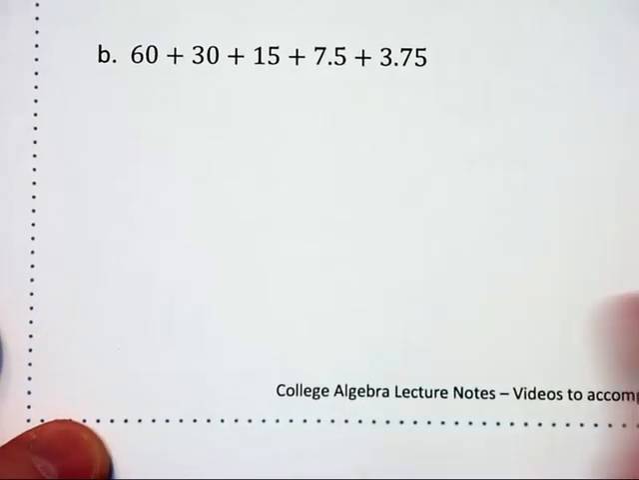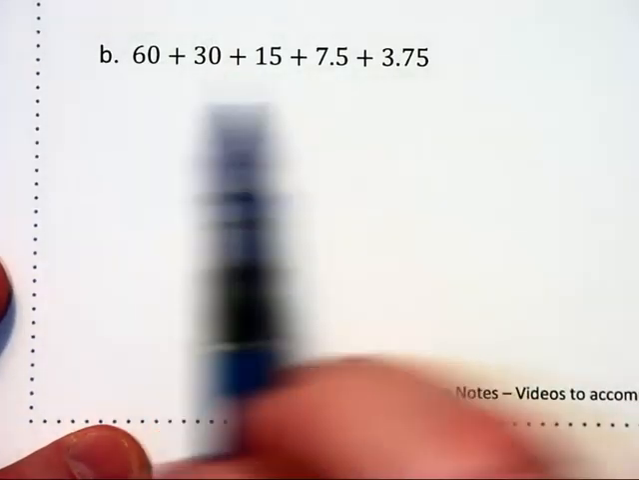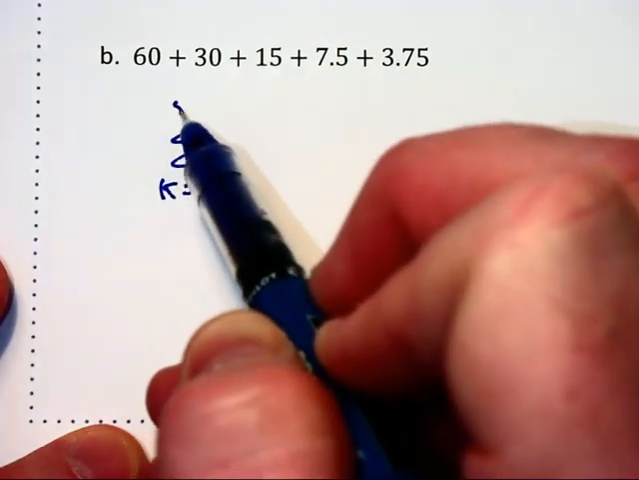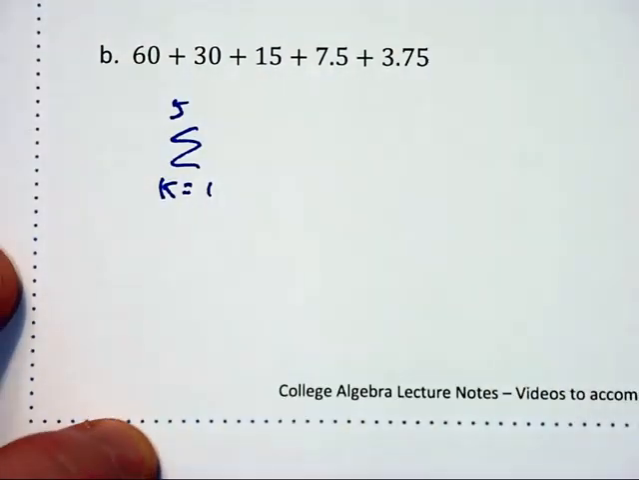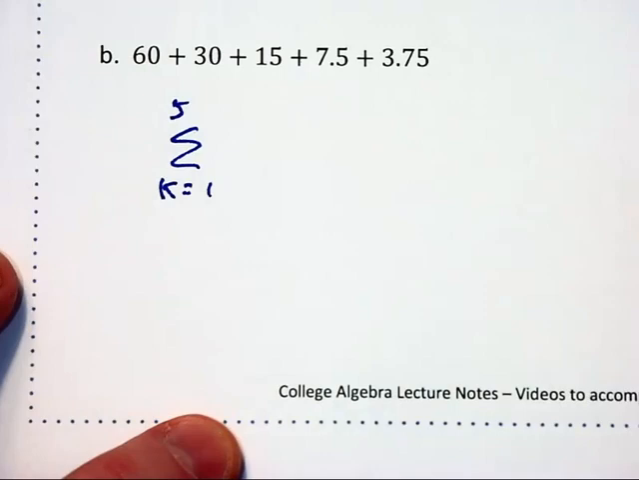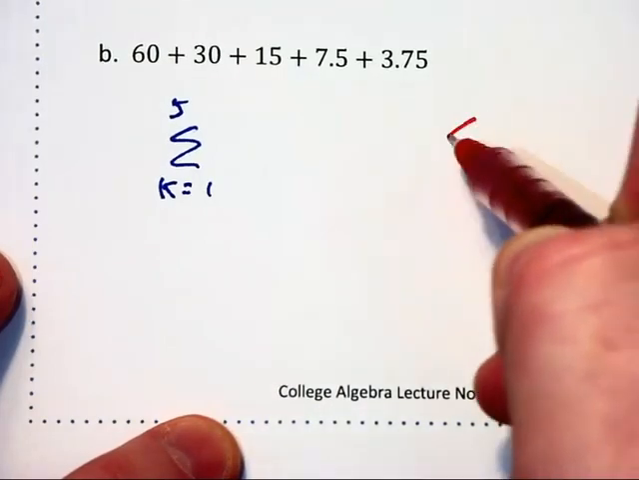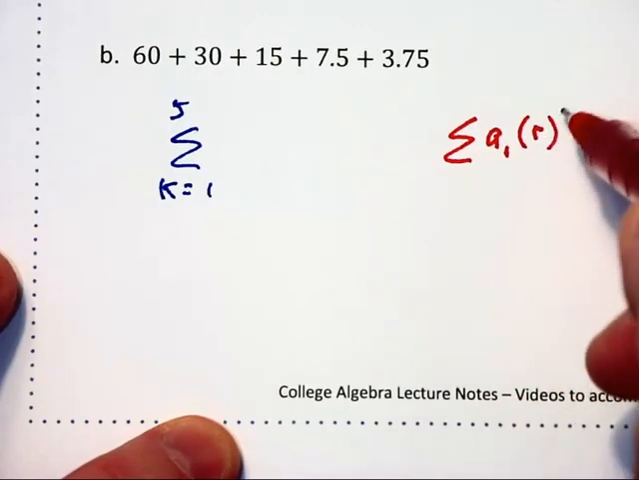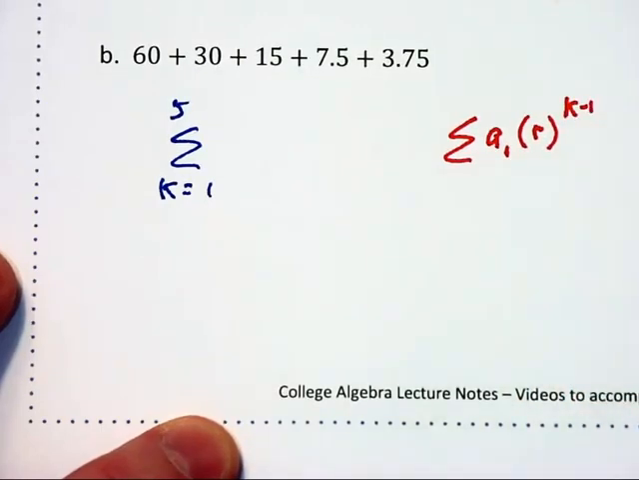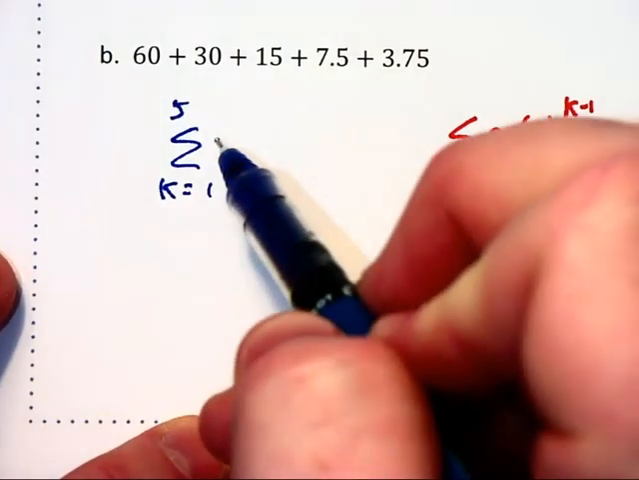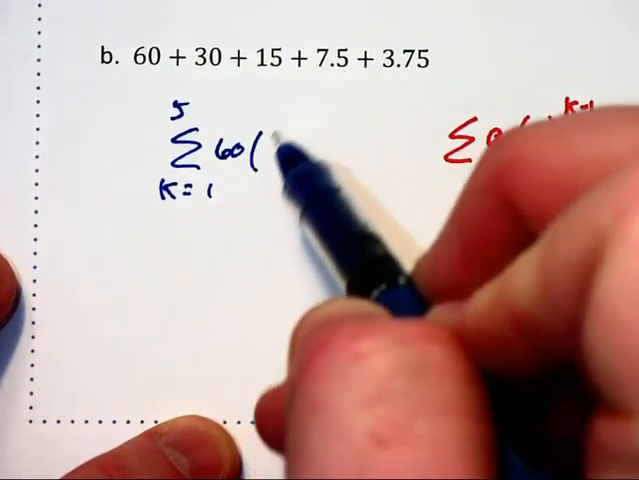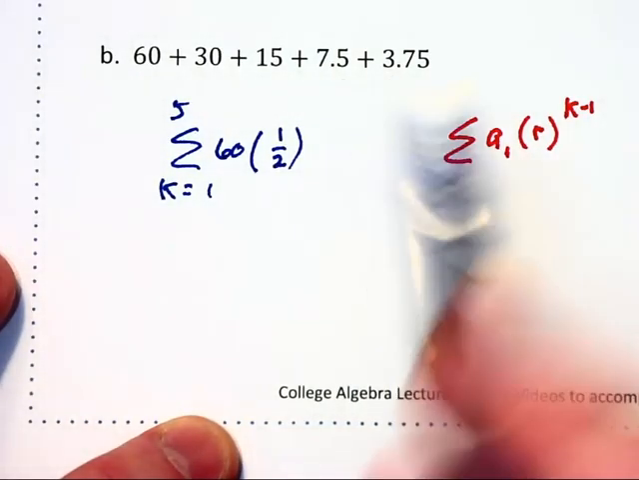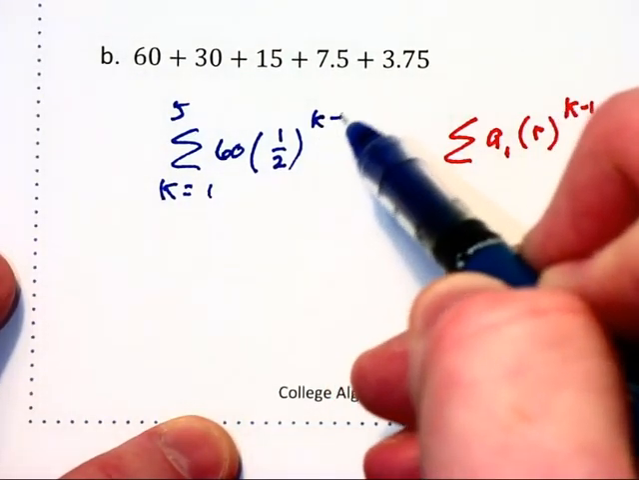Write this next one using sigma notation. Again, we've got 5 terms, so sigma will go from k equals 1 to 5 of, now this is geometric and we're multiplying by a half. For geometric, we're going sigma a1 times r to the k minus first power. So this will be a1, which is 60, times the ratio 1/2, or because there's decimals in here, we could write 0.5, to the k minus first power.